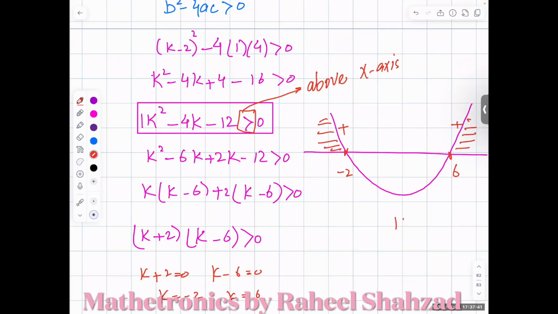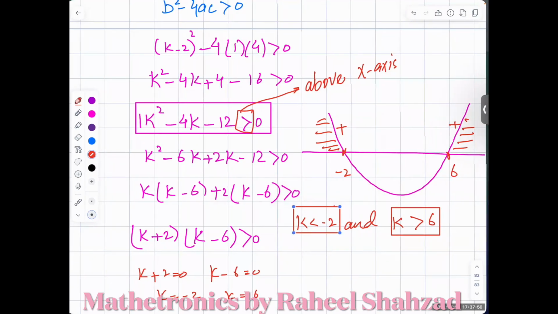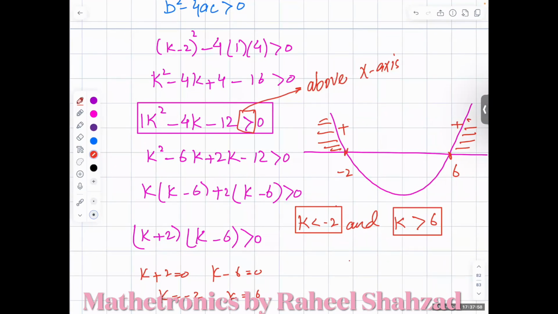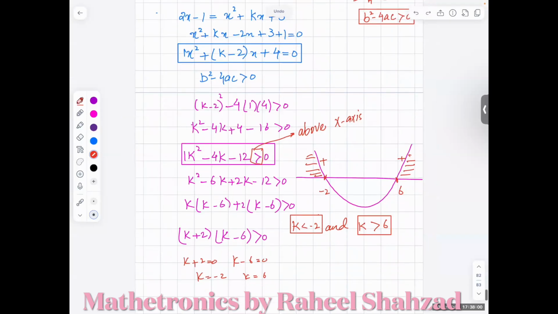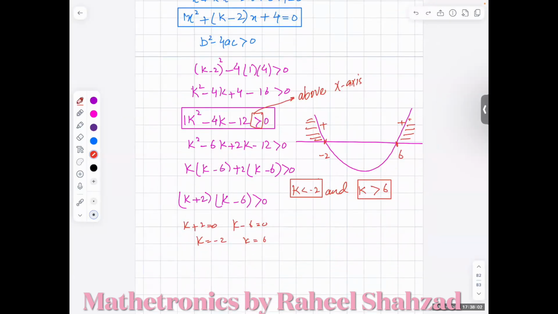So values of k are going to be greater than 6 and less than minus 2. These are the answers. Either k is less than minus 2 or k is greater than 6. That's how we solve a quadratic inequality. Is that clear, beta?